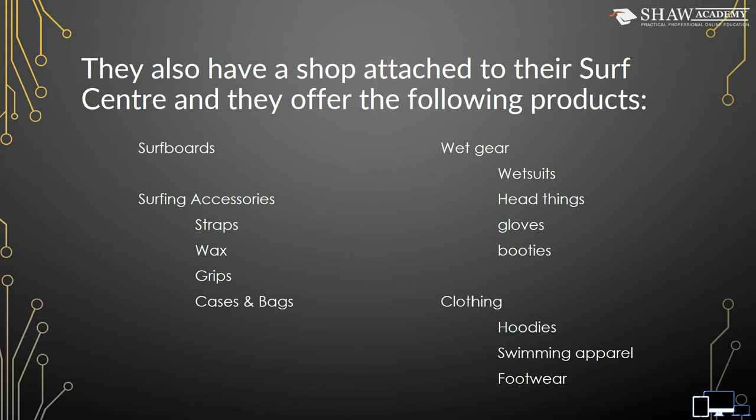Now, they also have a shop attached. Alright, so you don't need to take this down guys, I'm going to provide you with this brief as a PDF. Now, they also have a shop attached to their surf centre. And they offer the following products. They offer surfboards. They have surfing accessories like straps, wax, grips, cases and bags. They have wet gear like wetsuits, stuff for your head to keep your head warm. They've got gloves and booties, especially here for Ireland because it's freezing. And they've also got clothing, so hoodies, swimming apparel and footwear.